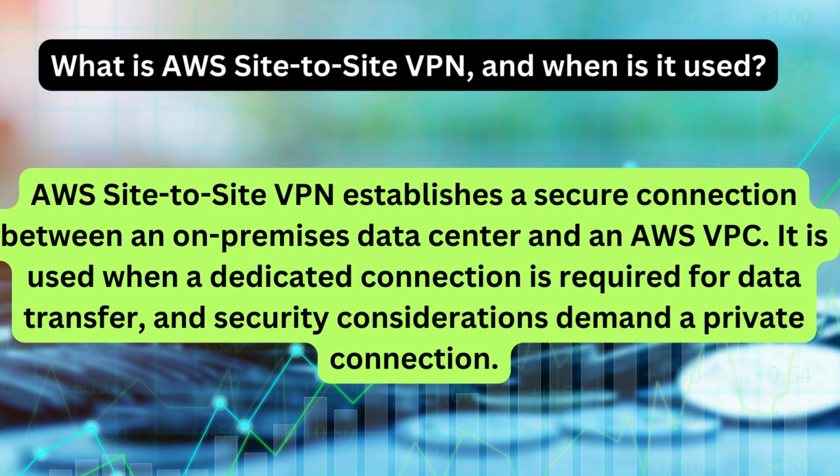What is AWS Site-to-Site VPN, and when is it used? AWS Site-to-Site VPN establishes a secure connection between an on-premises data center and an AWS VPC. It is used when a dedicated connection is required for data transfer, and security considerations demand a private connection.